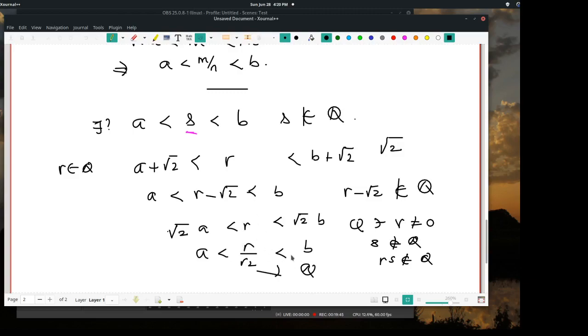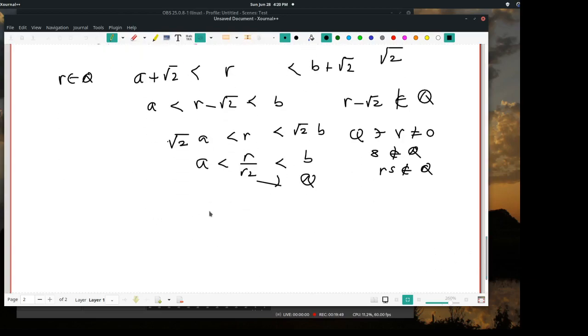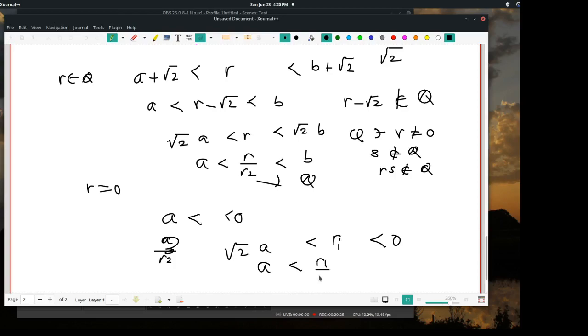If r is 0, I don't get anything. But that's not a problem. If r is 0, you have to take a second step. In that case, you look at a less than 0. Then now I can do the same thing: root 2 a less than 0, therefore there exists another rational number r1. I am multiplying both sides by root 2, right? Therefore a will be less than r1 by root 2, which is less than 0. Therefore this will be an irrational number which will lie between a and 0, but 0 is less than b, therefore I still have the result.